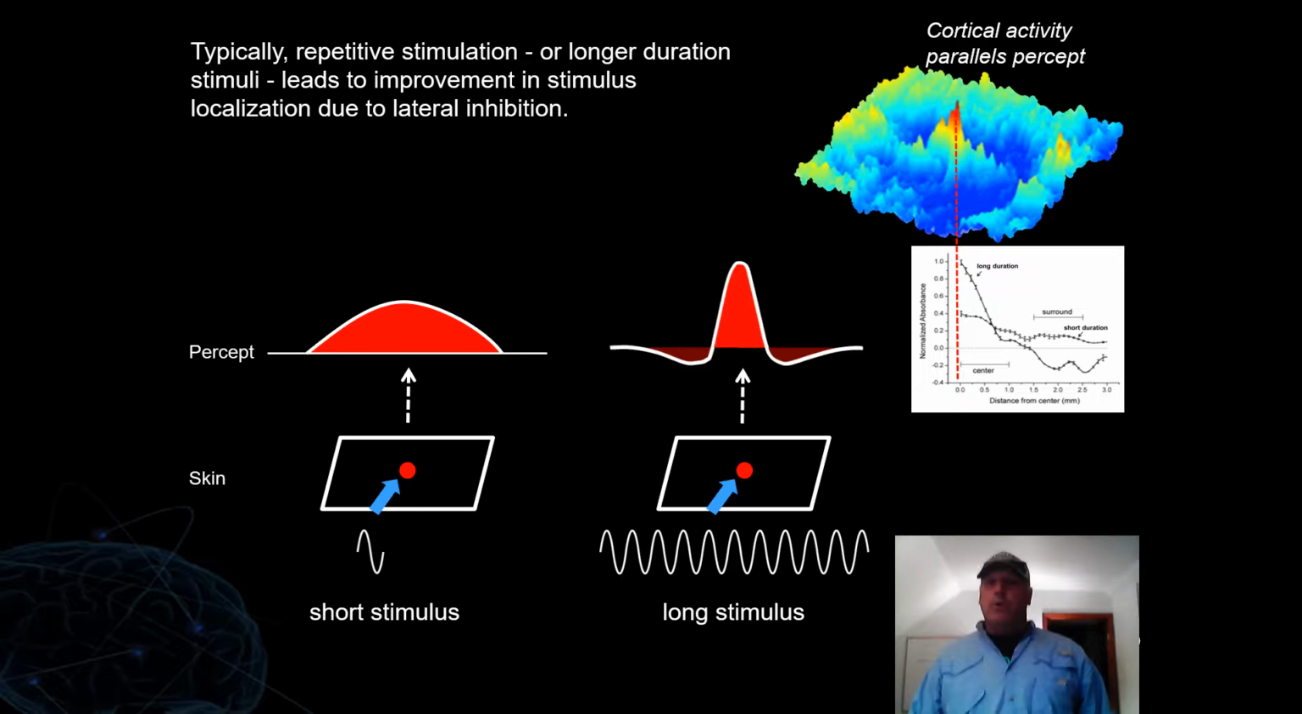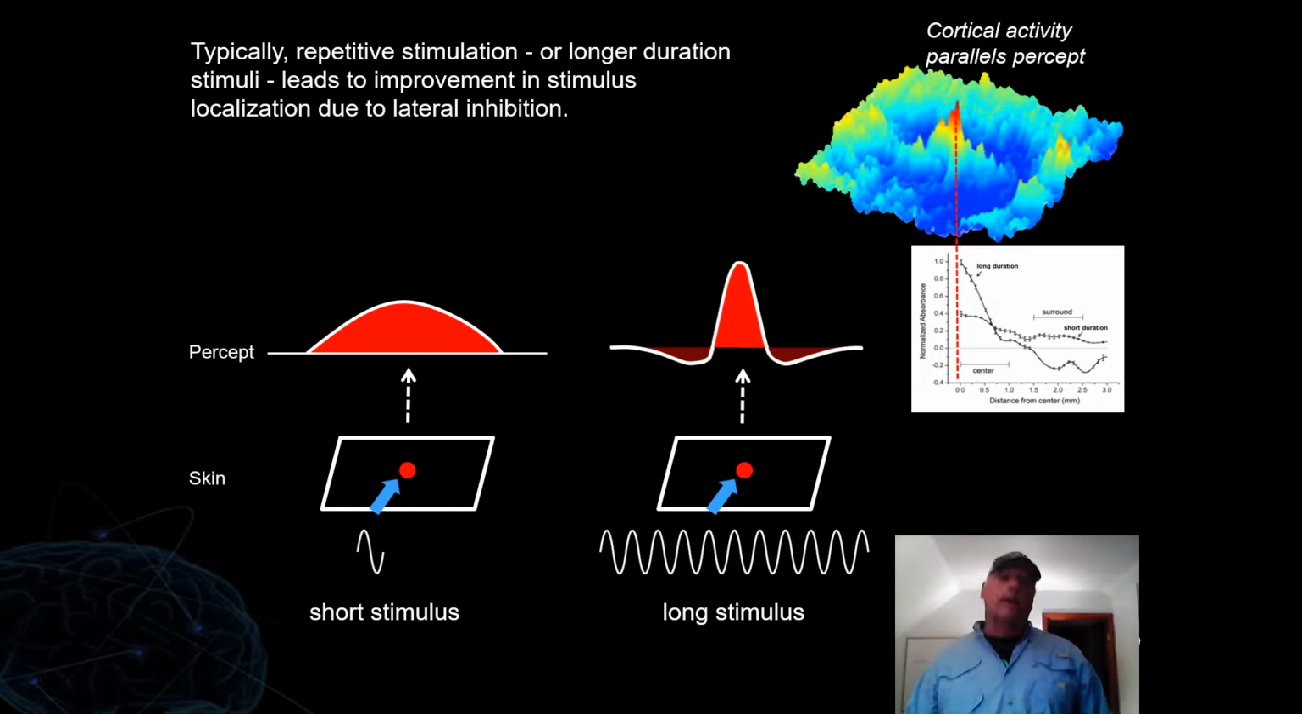And what you notice is that it gets very sharp. And this is just like if you put a stimulus on your finger and did it over and over and over, it would get more and more sharp and you could localize it better and better. Well, one of the things that we learned over the last 40, 50 years in brain studies, and I was part of that for about 35 years, was looking at cortical activity. And the cortical activity actually parallels the percept.